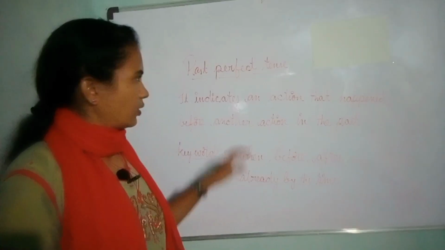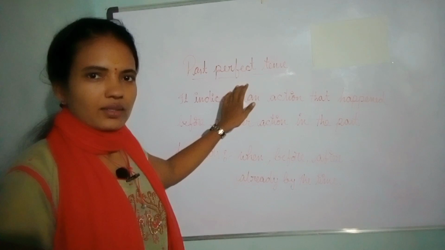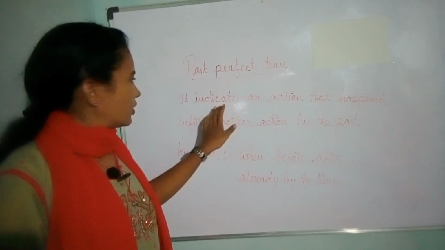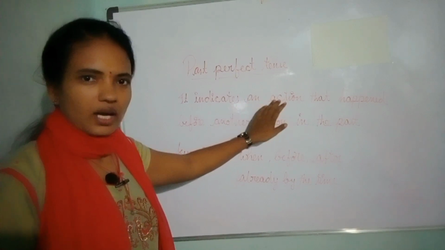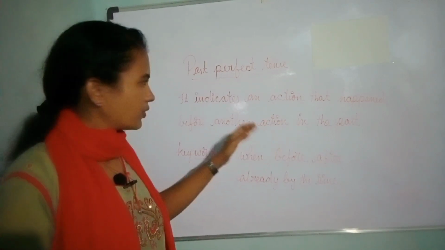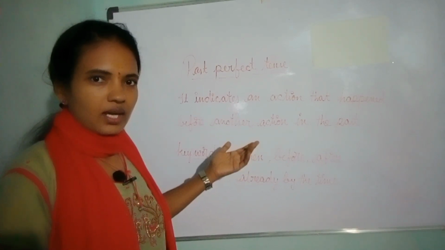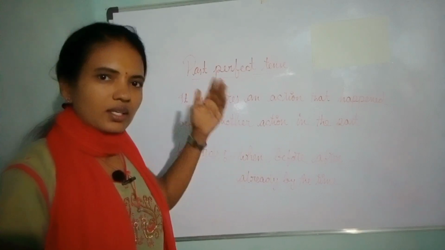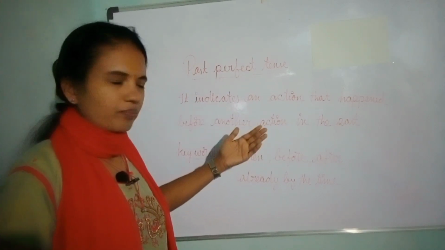So today we are going to talk about past perfect tense. So let's get into the details. Well, we are going to talk about past perfect tense right now. It indicates an action that happened before another action in the past.